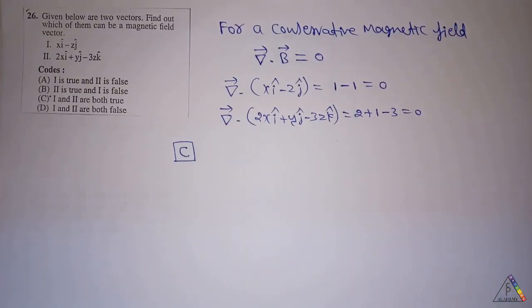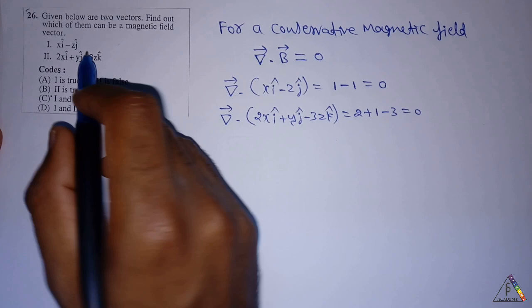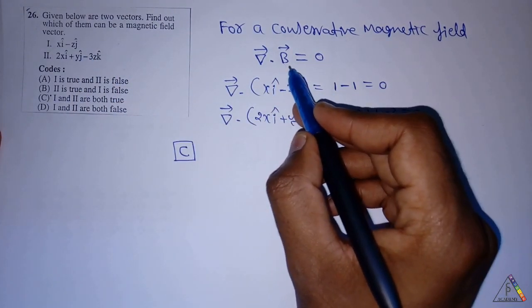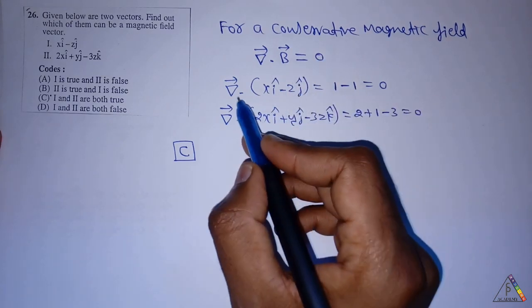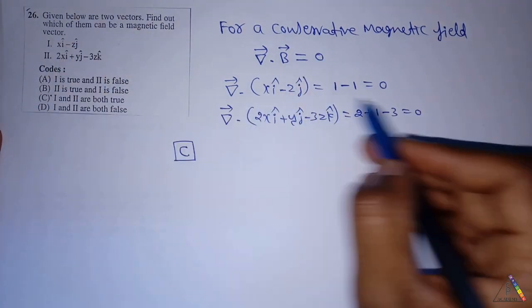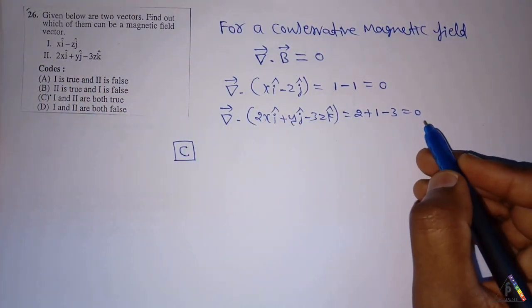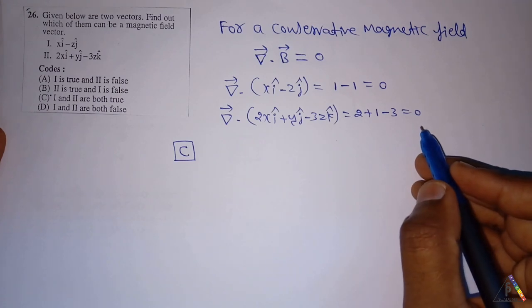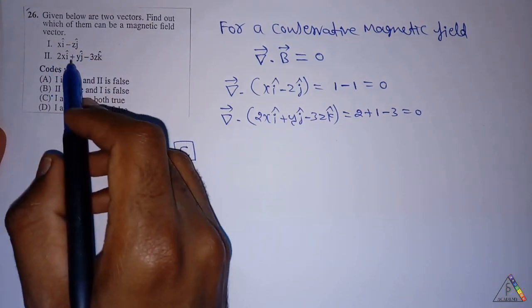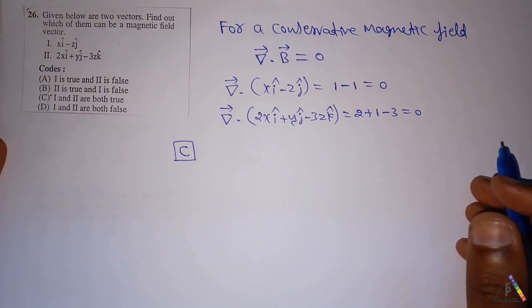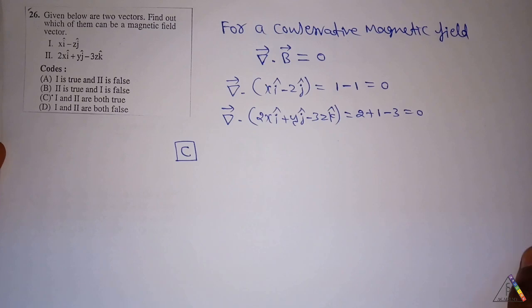Next question is, given below are two vectors, find out which of them can be a magnetic field vector. These are all the given vectors. For a magnetic field, the del dot B vector equals 0, and the del dot of this vector will be equal to 0, and the del dot of this vector will be equal to 0. Therefore, we can say these two given vectors can be a magnetic field. Therefore, for this question, the answer is C option.